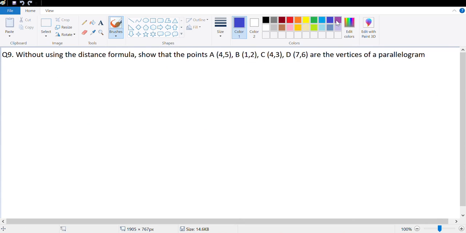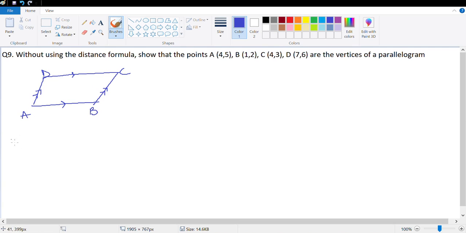It says without using the distance formula, show that the points A, B, C, D are the vertices of a parallelogram. So let's say this is the parallelogram A, B, C, D. We need to prove that this is a parallelogram and we can't use the distance formula. Then the other thing which is possible is to prove that both pairs of opposite sides are parallel. If both pairs of opposite sides are parallel, then it's a parallelogram.